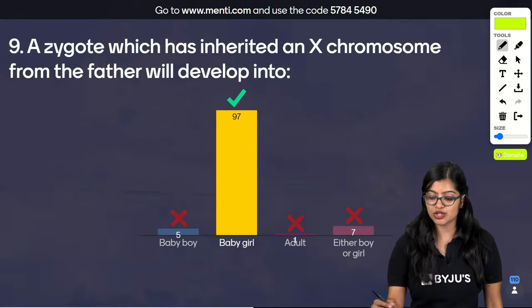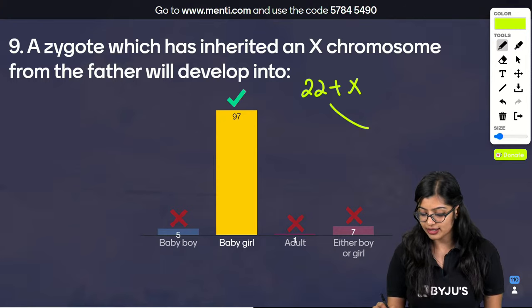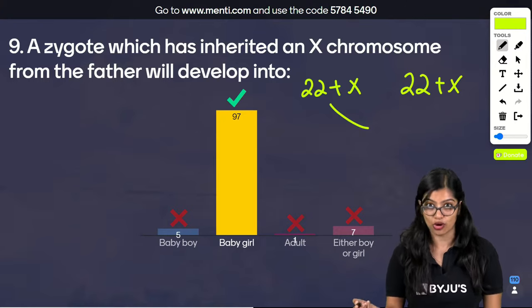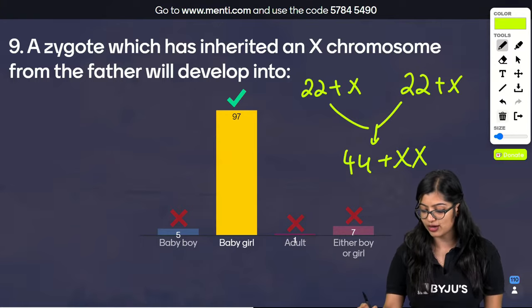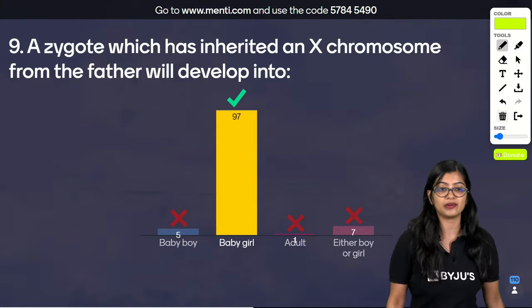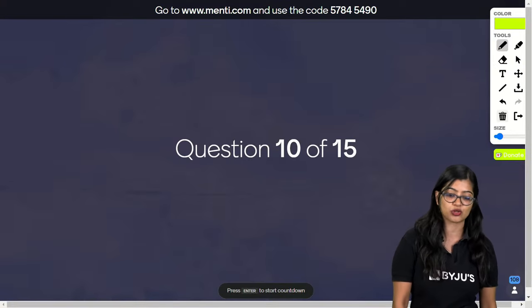Very good. Because we know that if 22 plus X comes from the father and it crosses with the mother, which will already have 22 plus X, we will get 44 plus XX in the zygote, which is nothing but a baby girl. Now moving on to the next one, not baby boy. A baby boy should have a Y chromosome, right?